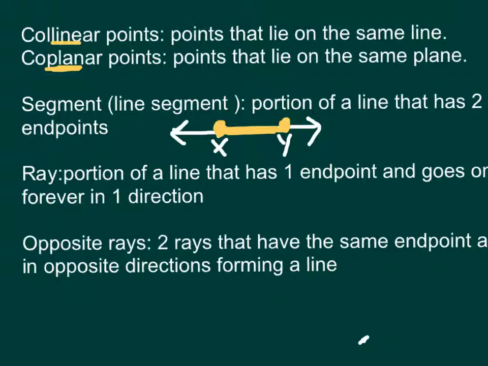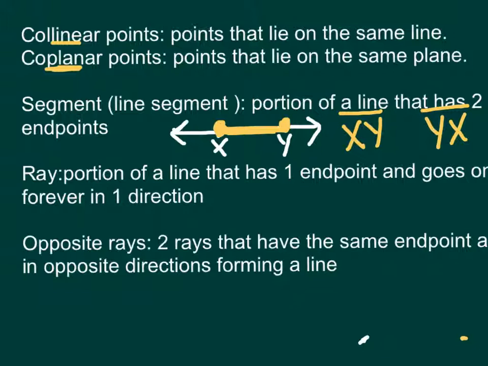Now, to name it, you have to use those two endpoints. We're going to say X, Y, and we just put a bar across the top. We don't want to put the arrows because this doesn't go on forever and ever. It stops from X to Y. Order does not matter, so we can actually switch these. We can have it segment YX. And those are both the exact same segment. You know exactly what I'm talking about. From X to Y, from Y to X. It's that piece.